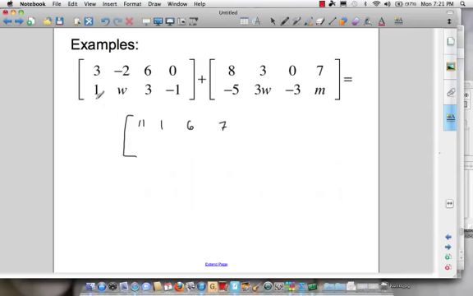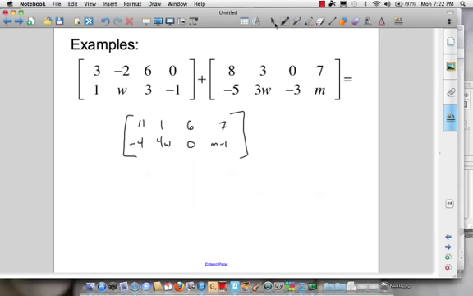Then I'm going to do the same thing with the second row. I'm going to add this 1 to this negative 5, and that gives me negative 4. Then I'm going to add this W to this 3W, that will give me 4W. And then 3 plus negative 3 is 0. And in the last one, negative 1 plus M, well, I'm just going to write M minus 1. And there you have it. That's the sum.